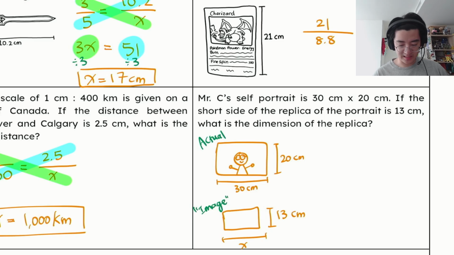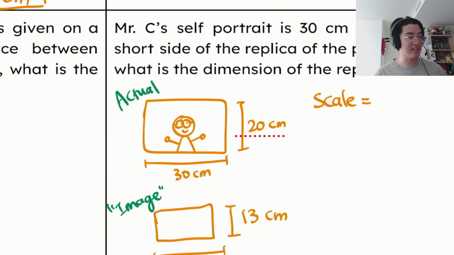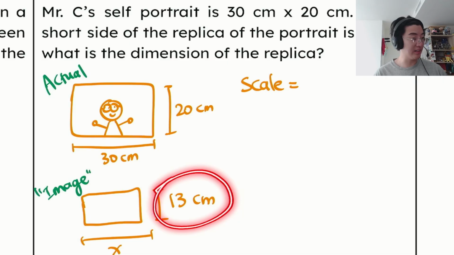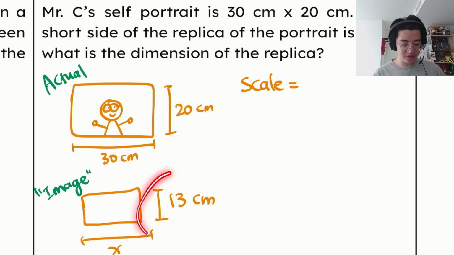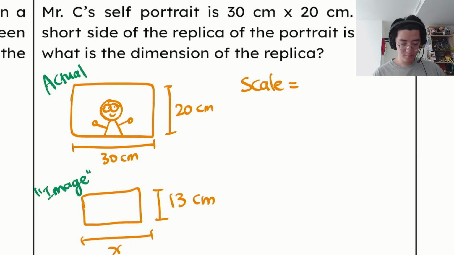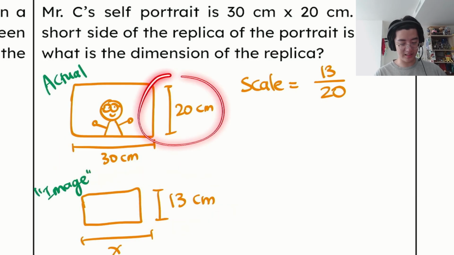Right, if we remember, the scale factor is image over the original. And we're actually given it here. Looking at the short side here, the image is 13 centimeters, whilst the actual one is 20 centimeters. So even if we're not given the scale factor explicitly, we can still find it. We have to be very careful to use the exact same side, because this side is not the same as this side, right? We're both looking at the short side here.